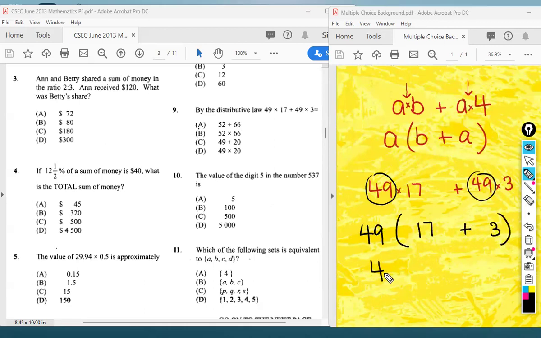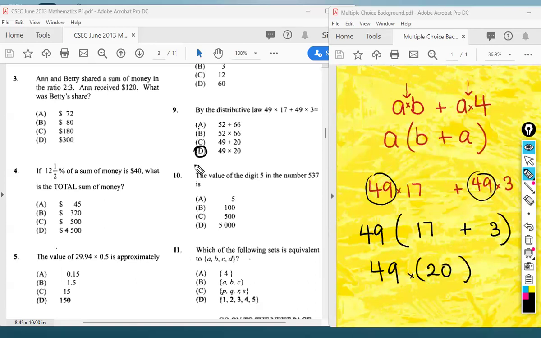17 plus 3 is how much? And we can simplify those brackets here. That's 20. And there's what in between here and here, multiply. What's the obvious answer? D. 49 multiplied by 20, not add 20, multiply by 20.